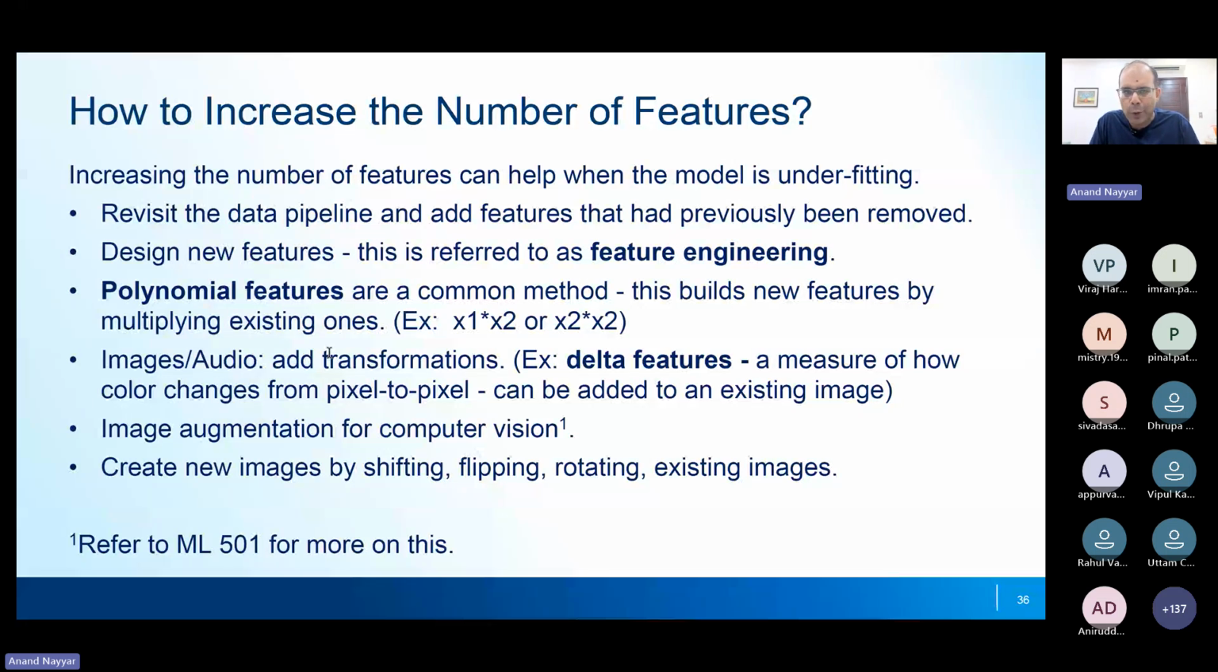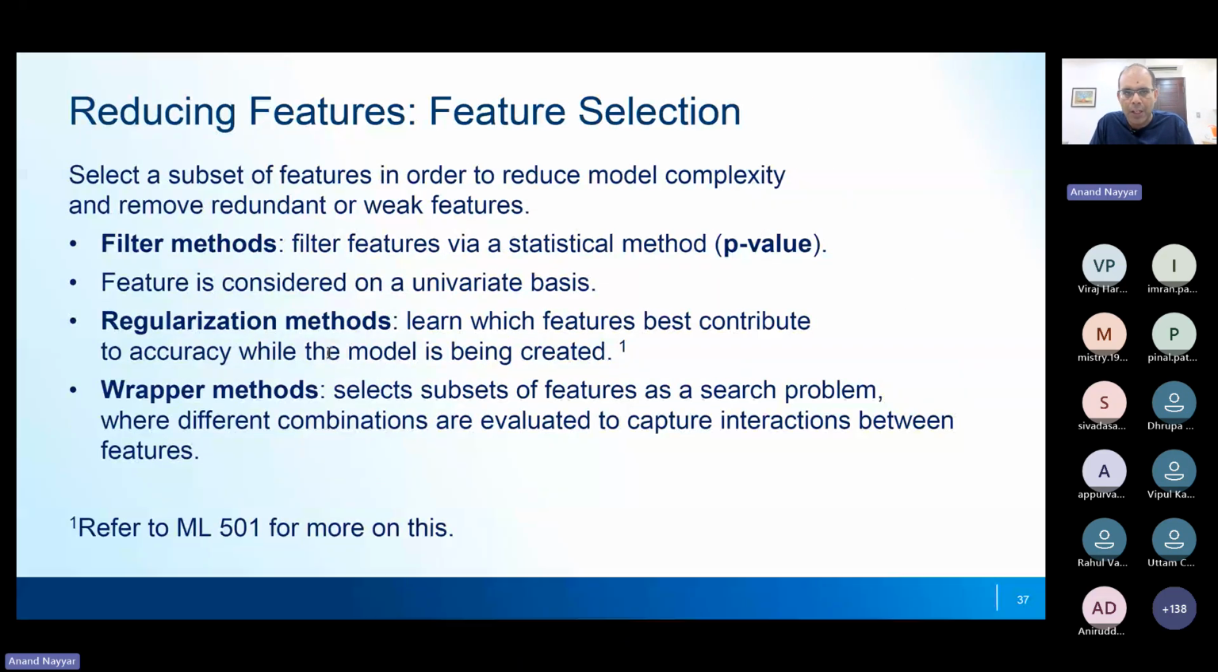If you talk about images and audio, you have to add transformations. If you talk about computer vision, you have to add image augmentation. Of course, you can even recreate images, make them blurry, rotate existing images, and build the best data sets that way. In terms of feature selection, we have to use filter methods and regularization methods. And in terms of wrapper methods, we form subsets of features as a search problem so that interactions between features are best captured.